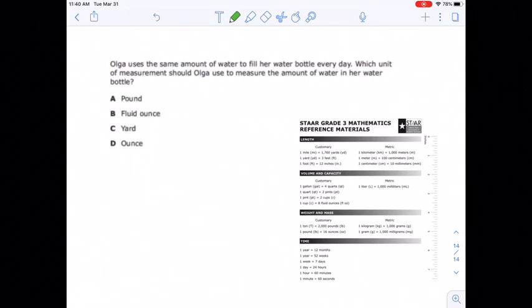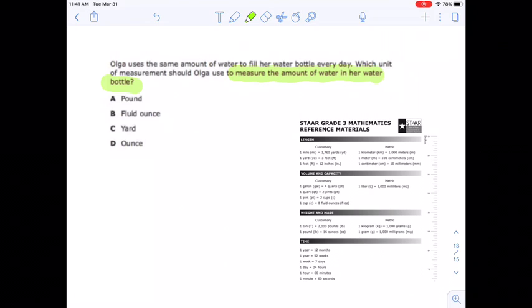Let's try one more for today. Olga uses the same amount of water to fill her water bottle every day. Which unit of measurement should Olga use to measure the amount of water in her bottle? So let's start with our reference chart. We want to measure the amount of water in her water bottle. Are we talking about the volume and capacity of her water bottle, or are we talking about the weight and mass of her water bottle?